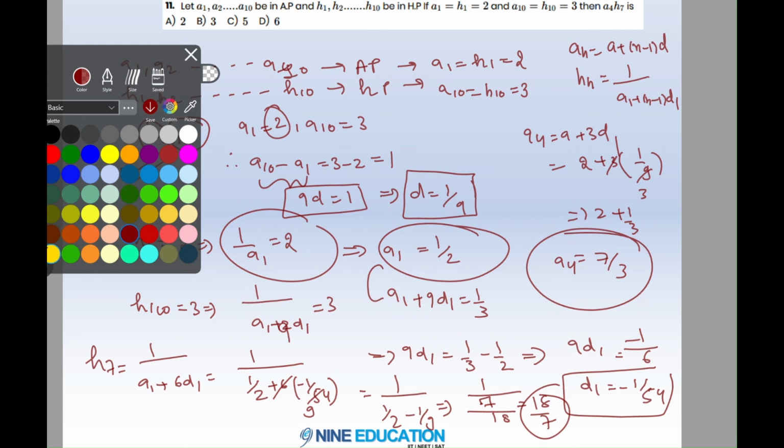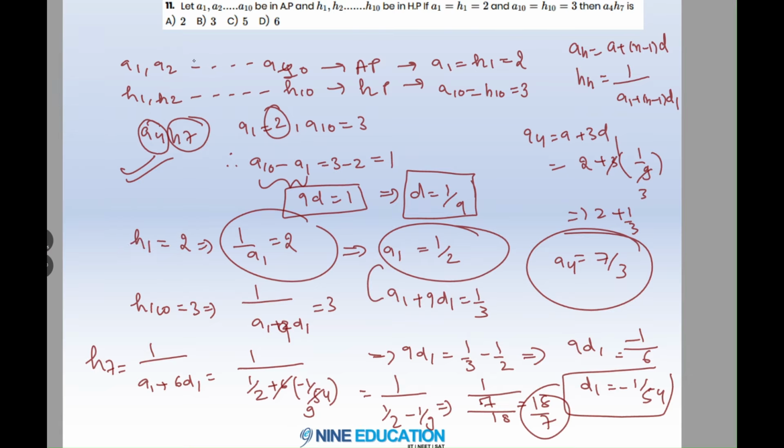So the final question is to just calculate. Let's see what is it. A4 into H7. A4 is 7 by 3 and H7 is 18 by 7. 7, 7 cancel. 3 sixes are 18, so 3 ones are 3, 6. The answer is 6. Option number D.